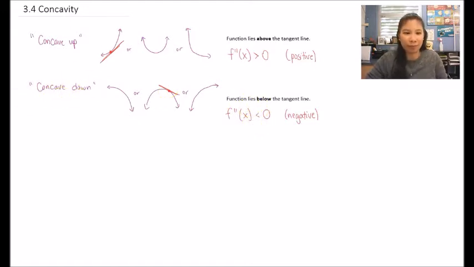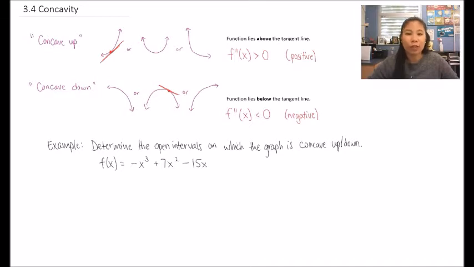So with concavity, much like how we did with the increasing and decreasing intervals, we want to be able to state what intervals the function is going to be concave up and what intervals it is going to be concave down. So it's going to be a kind of similar process. So let's do some examples.